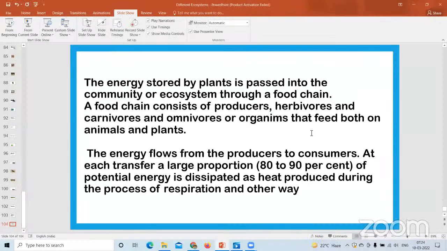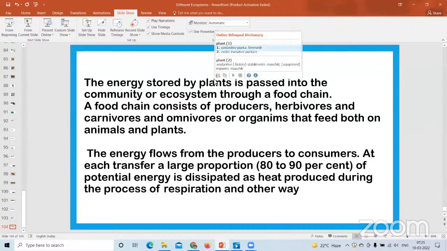This is about various ecosystems in this chapter. We discussed up to a desert ecosystem and mangrove ecosystem.